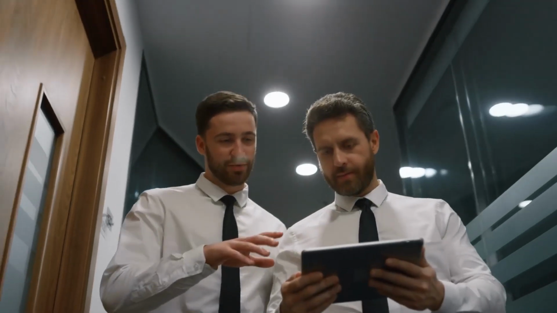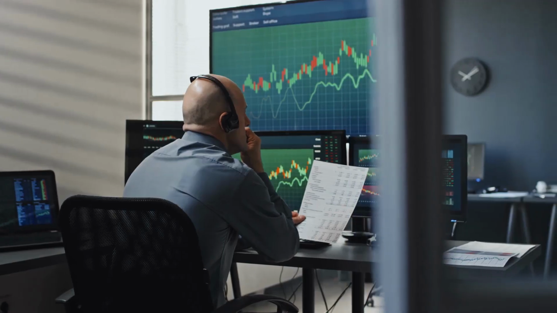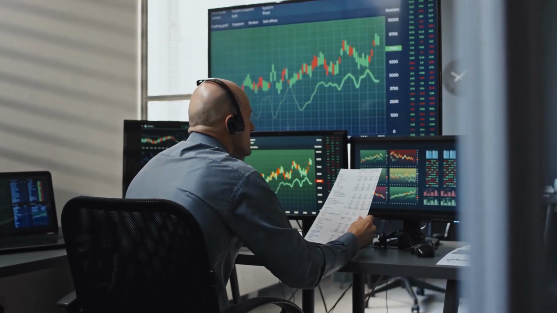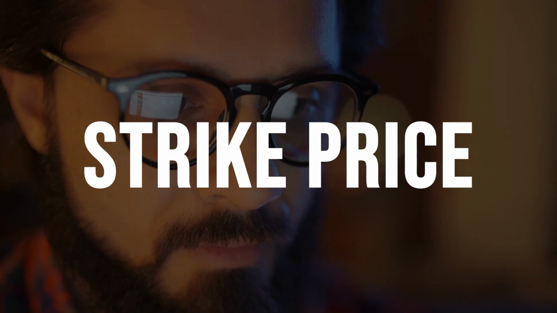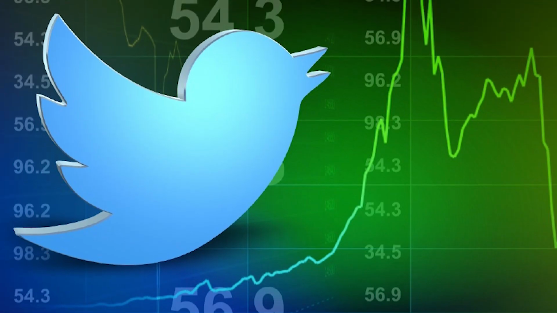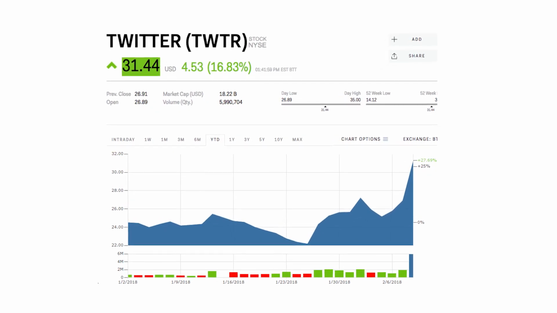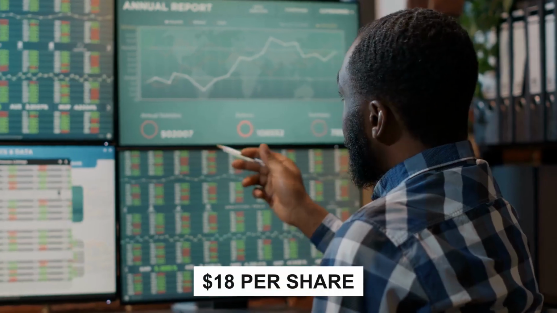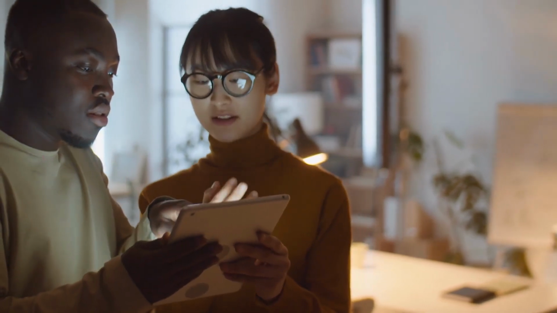Let's recall the basic definition of a put option. When you buy a put option, you acquire the right to sell the stock at a predetermined price on or before a specific date. This predetermined price is known as the strike price. For instance, consider Twitter stock and its options expiring in 28 days. If you currently own 100 shares of Twitter stock, purchased at $18 per share, you could buy the $18 strike put option, similar to purchasing comprehensive insurance.